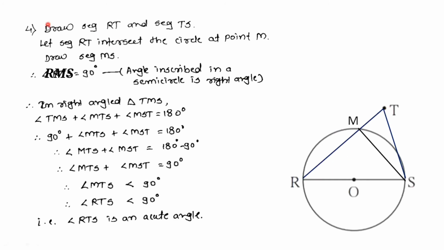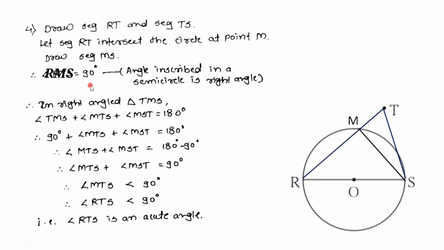That is, we have to draw segment RT, we have to draw segment TS, and as we have drawn segment RT, let the segment RT intersect the circle at point M, and we join point M and point S. So by this construction, we'll get this diagram. So due to this construction, we have got angle RMS.